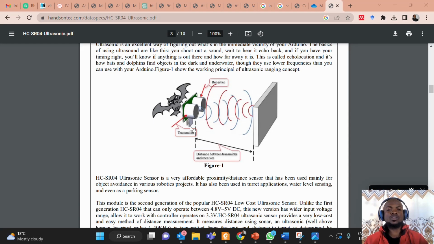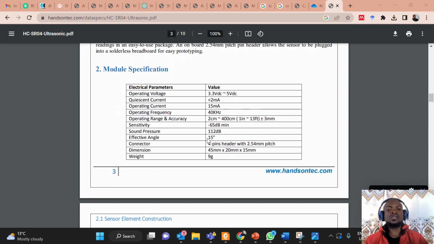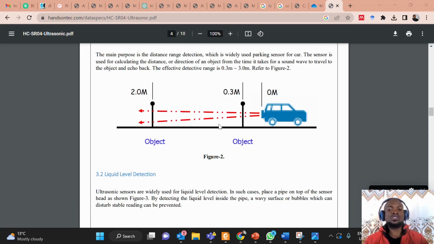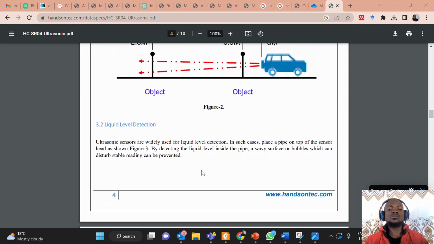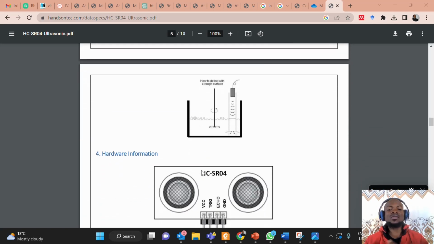So this sensor is a low-cost sensor. It's very affordable. And these are the electrical parameters. It operates at 5 volts. You can supply between 3.3 to 5 volts to it, but the operating voltage is 5 volts. Okay, and the effective measuring angle is 15 degrees. That is, wherever you want to measure anything, it must have a space that can accommodate 15 degrees. So you can also use this to detect, like I said, any form of obstacle, whether car, liquid, anything.